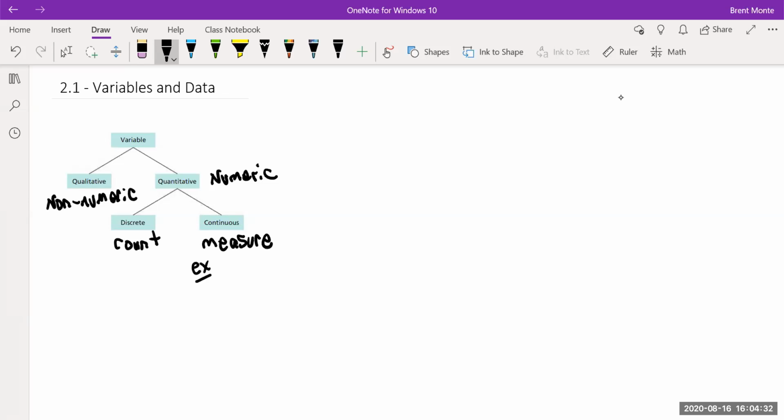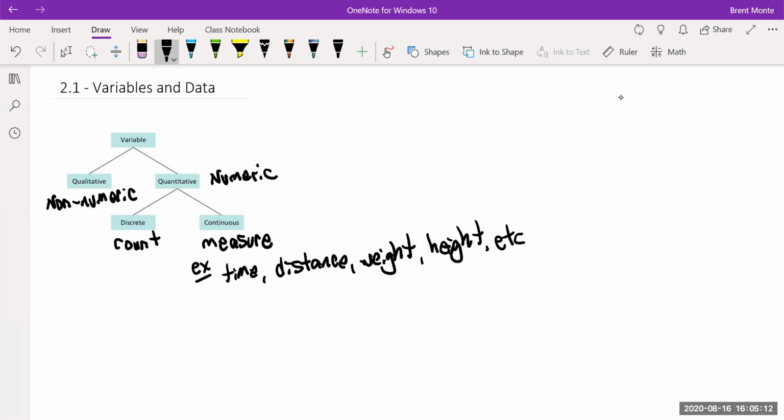Examples of continuous data would be time, distance, weight, height. So those are some examples of things that we would measure. So other things, obviously, if we're talking about volume or area, those are going to be things we measure. So that's continuous data.